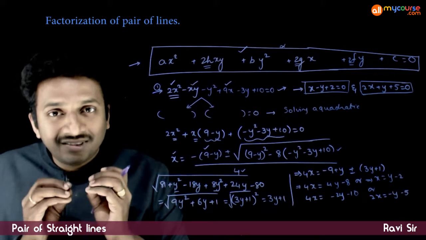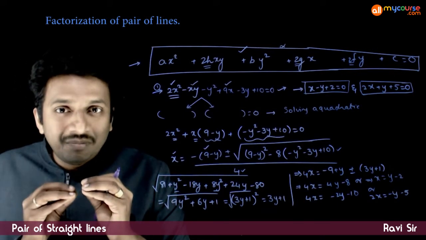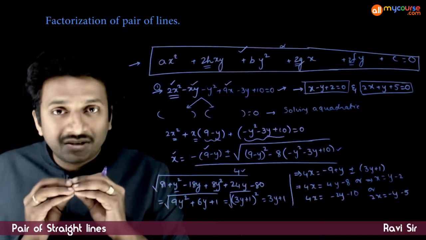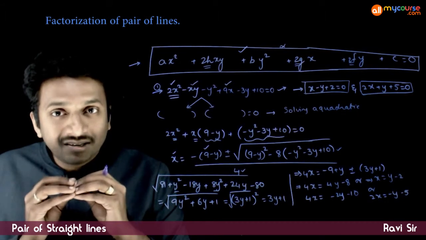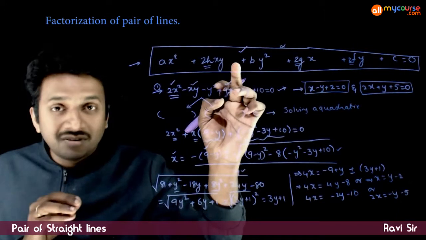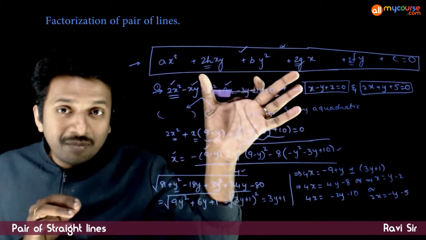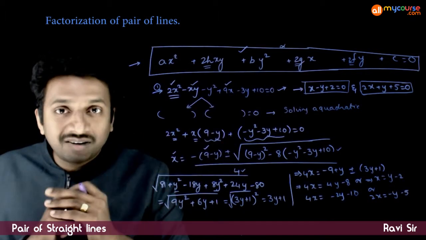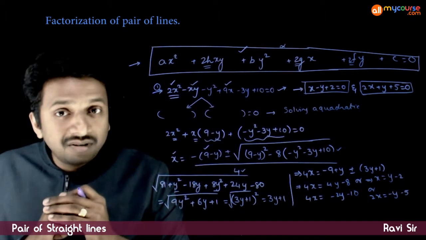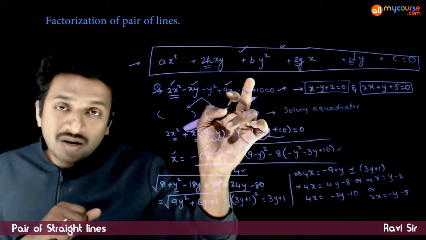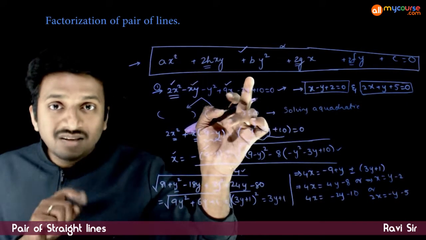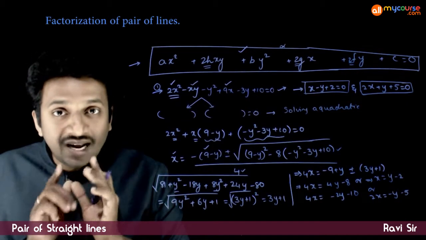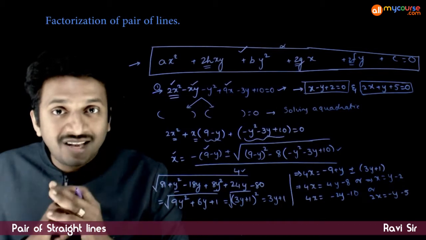So now this makes us think about the question: what is the condition for a combined equation to be able to be split into two linear factors? What is the condition which ensures that a general quadratic equation in two variables is a pair of lines? That will be the topic that we are going to deal with in the next video.